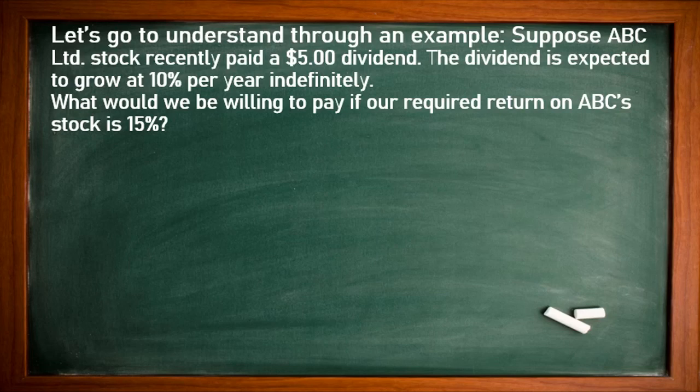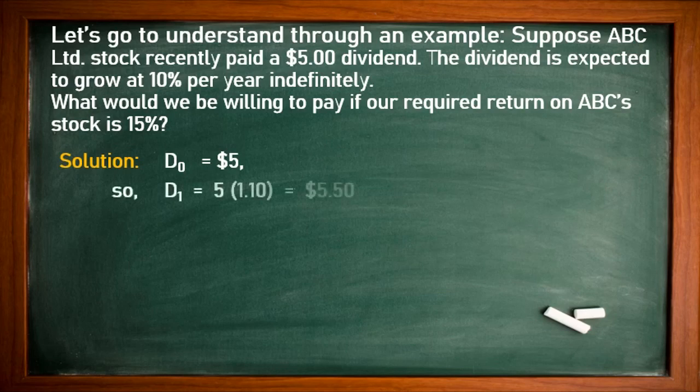So let's put the values in the formula to understand what we are going to get. First we have D0, it's given, $5. So we need to calculate D1 because the formula is showing D1. D1 means D0 multiplied by the growth factor. Growth factor means 1 plus the growth rate. 1.10 is your growth factor. It means your dividend value in dollars is 5.50 after a year.